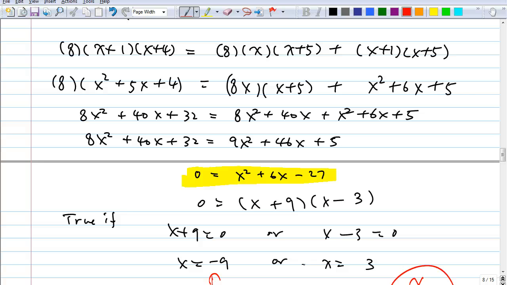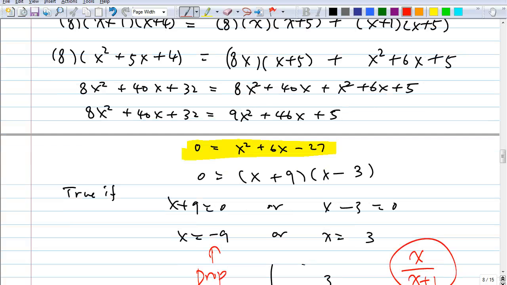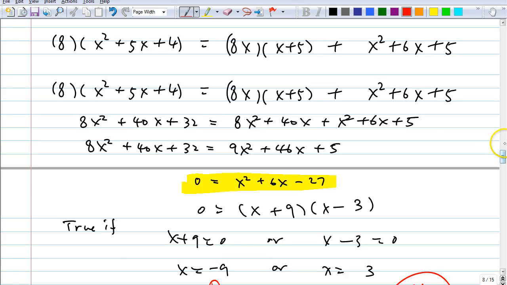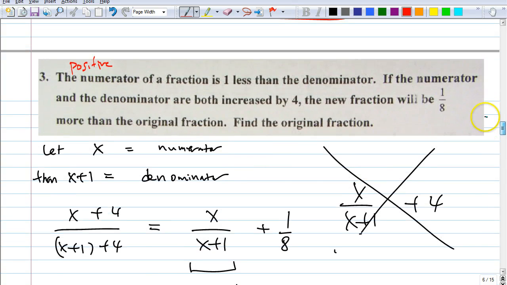Can x be negative 9? Why not? Some of you say yes, but it can't be, because if you look at the very beginning, who could tell me? It turns out you have to drop that one. Why do we have to drop negative 9? How about Zareth? Okay, let me help you, Zareth. Look at the very question they asked. What did they say? What kind of numerator? The numerator has to be what, Zareth?